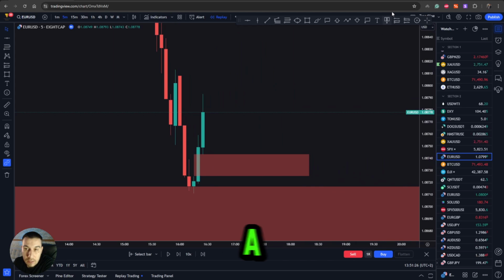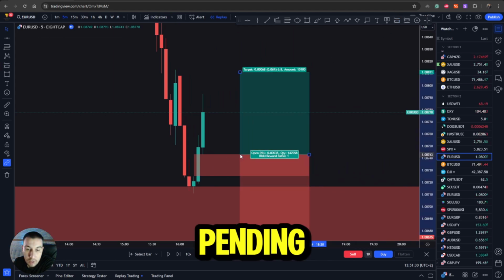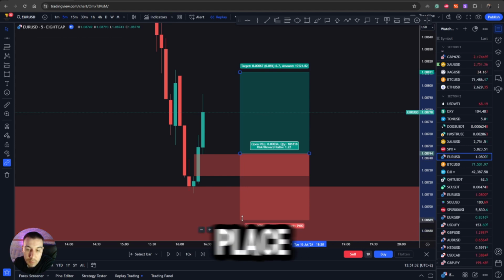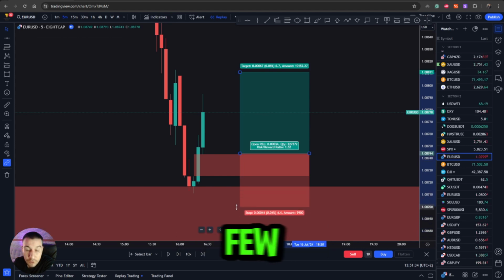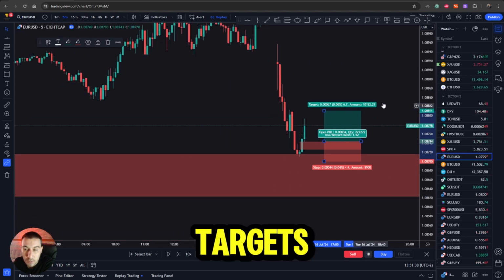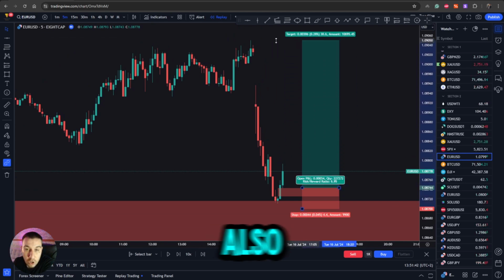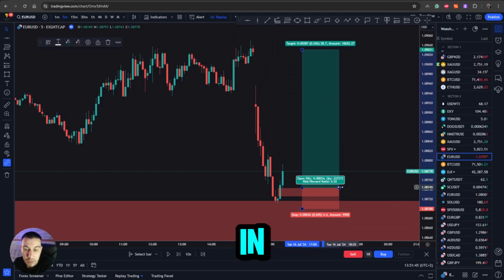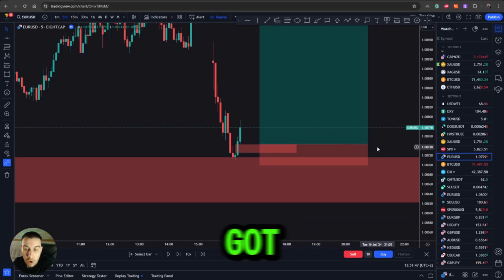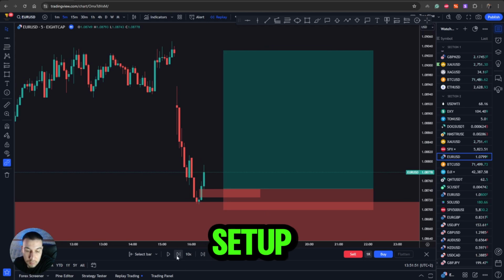So we're gonna place a pending order, okay, a buy pending order. And we're going to place our stop loss just anywhere a few pips below this low. Now, when it comes to targets, you could be going for 1 to 2, 1 to 3, 1 to 2.5, or you could also be targeting previous structure in the market. So in this case, we've got over 1 to 6 risk to reward ratio, which is a pretty decent setup.